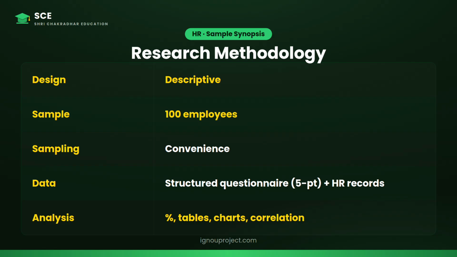Now the most important section, the research methodology. The research design is descriptive. The population is the employees of the selected IT company. And the sample is 100 employees chosen by convenient sampling. Primary data will be collected through a structured questionnaire using a 5-point rating scale, and secondary data will come from company HR records and published reports. For analysis, the study will use percentages, frequency tables, bar charts, and simple correlation to test the relationship between engagement and productivity.